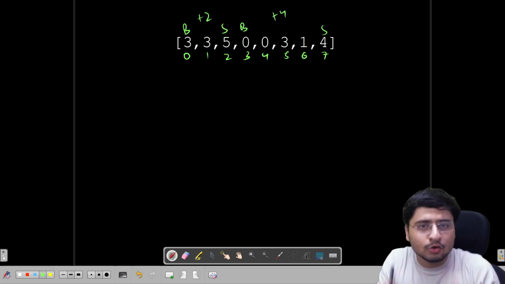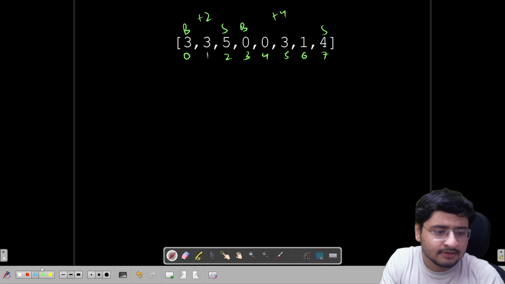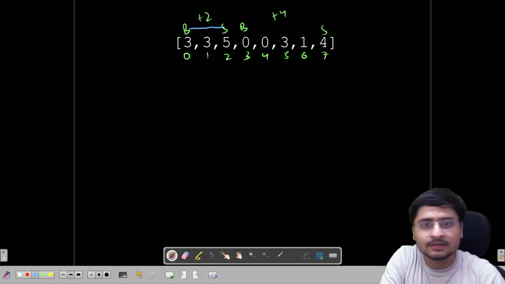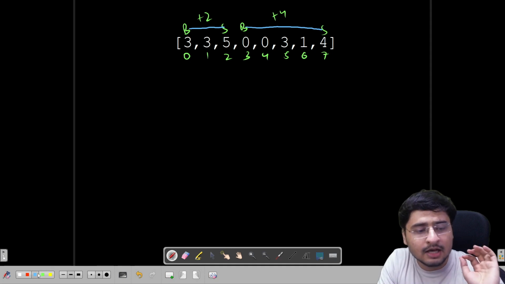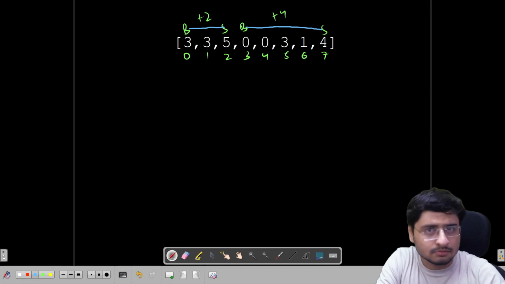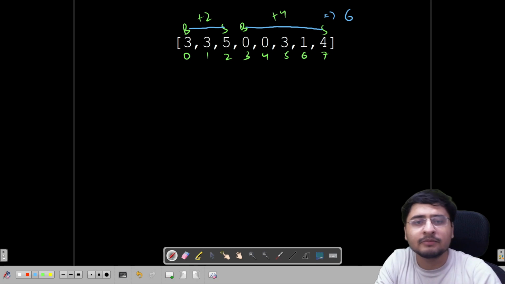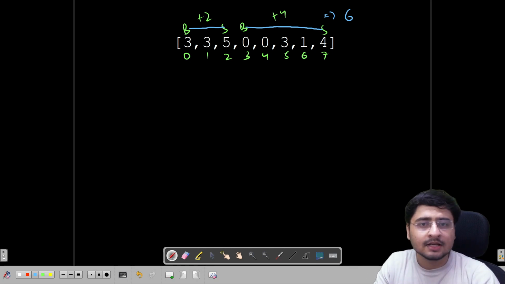So in total, I have done two transactions. This is the first transaction, bought here, sold here. This is the second transaction, bought here, sold here. And out of those two transactions, if you sum the total profit you have made, the total profit I'm able to make is 6, and that would be the answer for this particular test case, right?